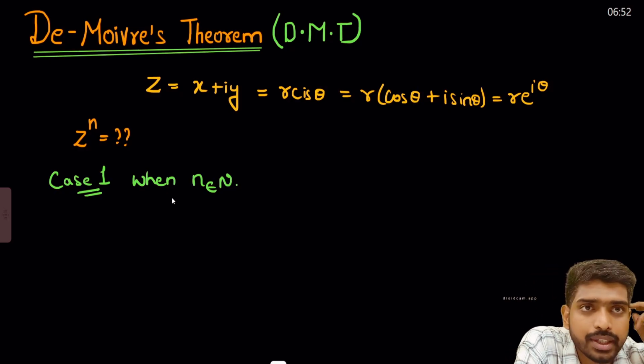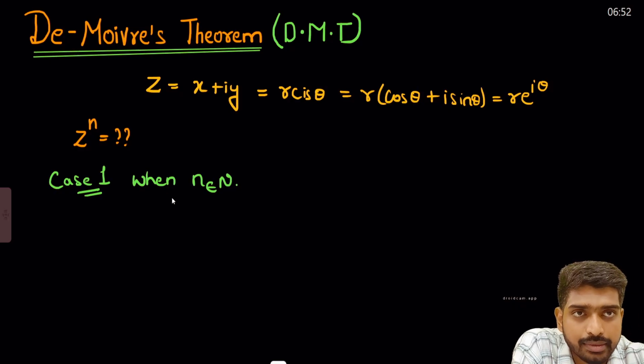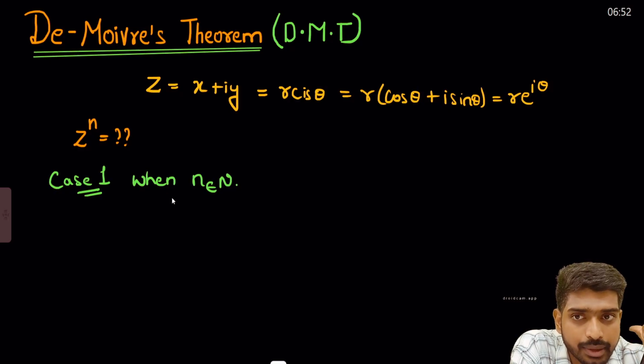It is easy to calculate z square, right? We will multiply the complex number 2 times. Somehow it is possible to calculate z cube also. But when the higher powers of z come, like z power 4, z power 5, z power 10, then it is difficult, right? So here we use DMT theorem.